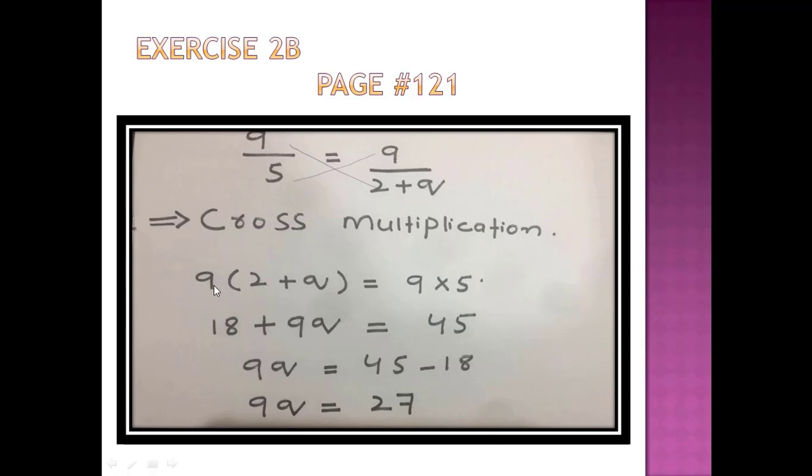Okay, 9 multiply with 2, then we get 18 plus 9 multiplying with what? Q, then we get what? 9q is equal to 9 5s are 45. Over here 9q, this value, again we shift our constant over here like that. Okay, 45 minus 18. If we solve this value, then we get 27 and 9q as it is.